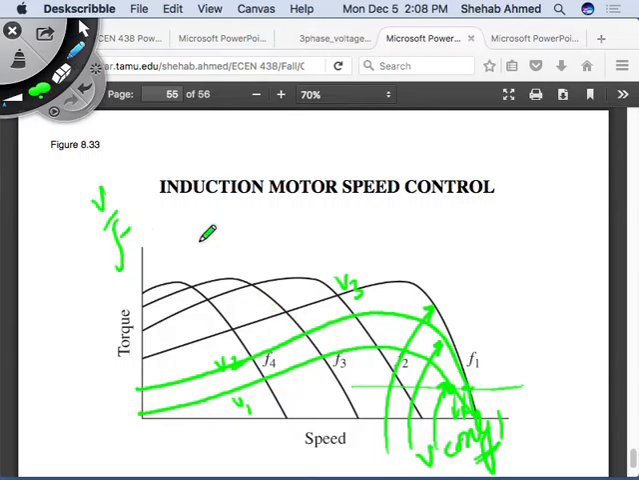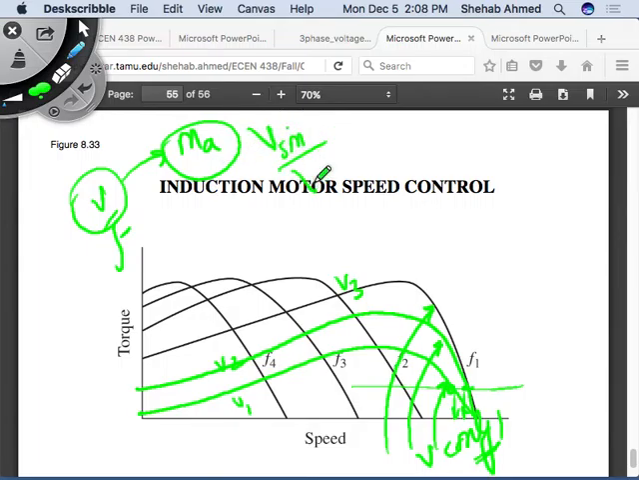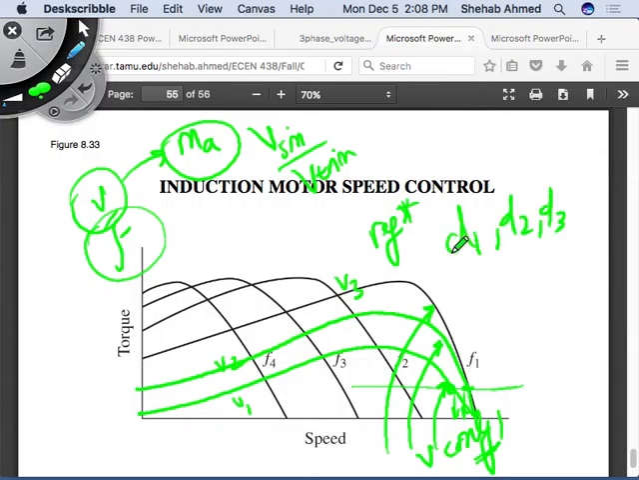Changing the V over F ratio will move this whole torque speed curve to the left or to the right, right? And that's why you want to change V, which is going to be changed using the modulation index, amplitude modulation ratio. This is the V, the voltage of your sine wave over the voltage of your triangular waveform. This is the modulation index. You change that way. And then this F, how do you change it? You change it by changing your reference voltage. Your reference for D1, D2, and D3, you change the frequency of those to change F.